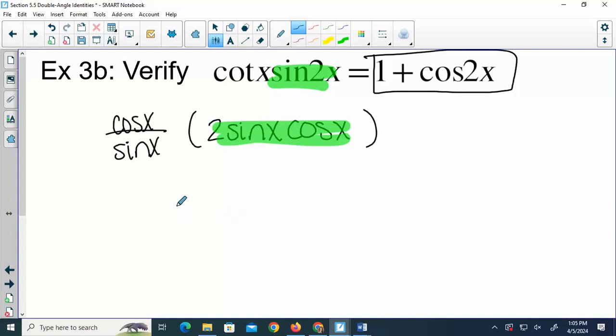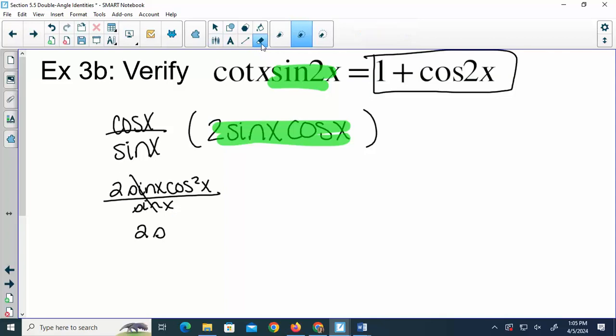Now what? Distribute. So if we multiply, we get 2 sine x cosine squared x over sine x. What happens? One of the sine x's can cancel. It's 2 cosine squared. Is that Pythagorean? It can go to 1 minus sine squared. Is that closer to where we're going?